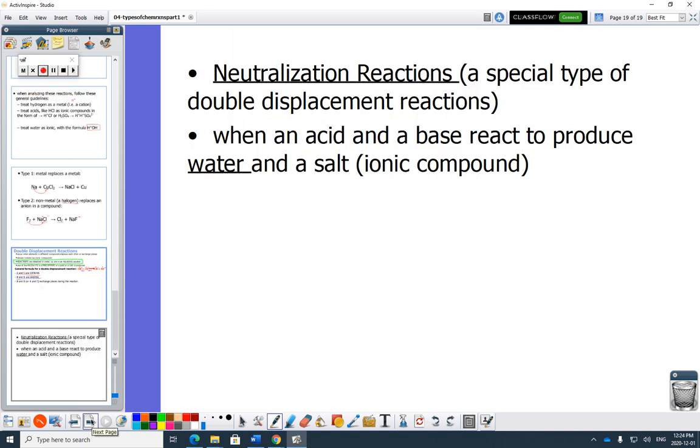So neutralization is a type of double displacement reaction. So we love sodium hydroxide and hydrochloric acid, right? We love that one. So again, when you do neutralization, you've got plus, minus, plus, minus. So then if you think of water like HOH, you can see how you get HOH.